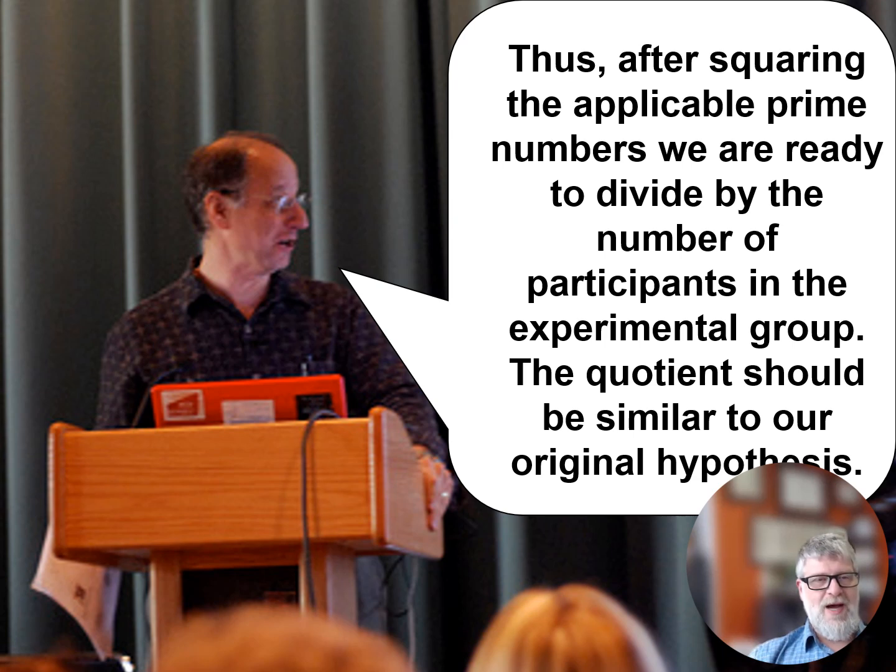So keeping that in mind, we have a confusing professor up here at the lectern. Thus, after squaring the applicable prime numbers, we are ready to divide by the number of participants in the experimental group. The quotient should be similar to our original hypothesis.